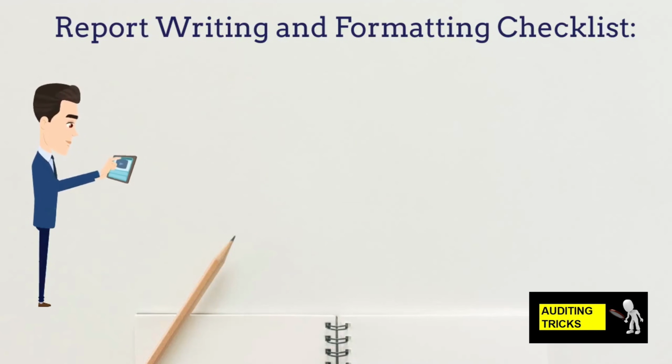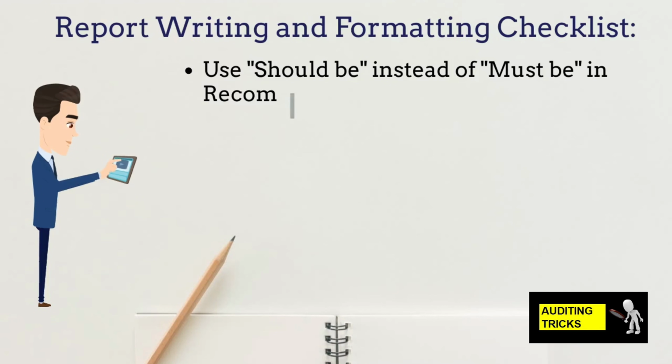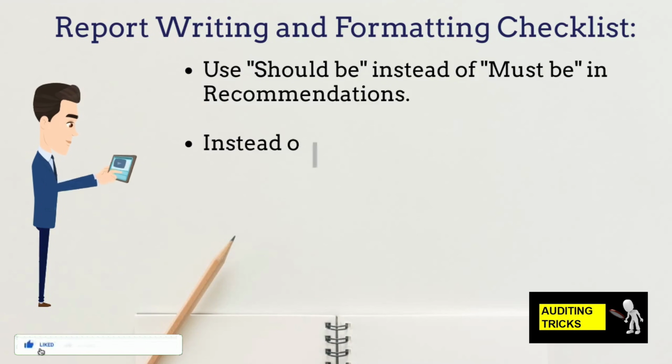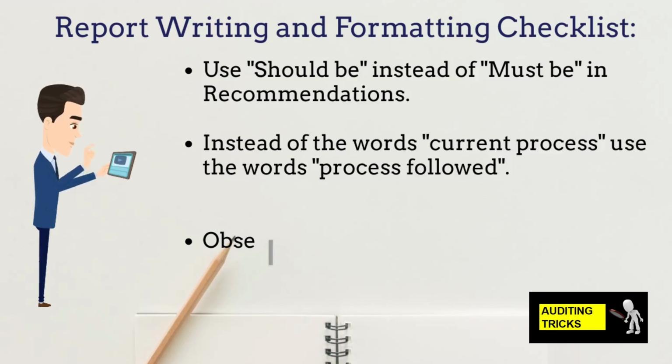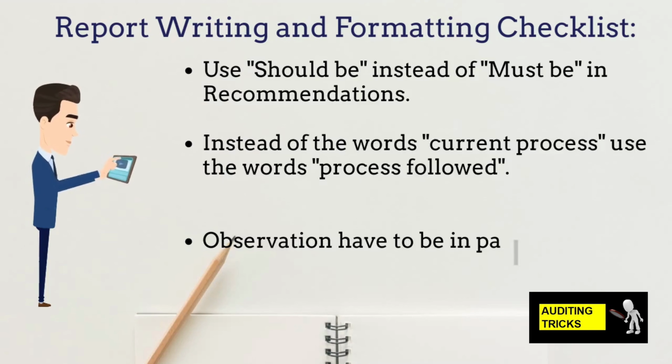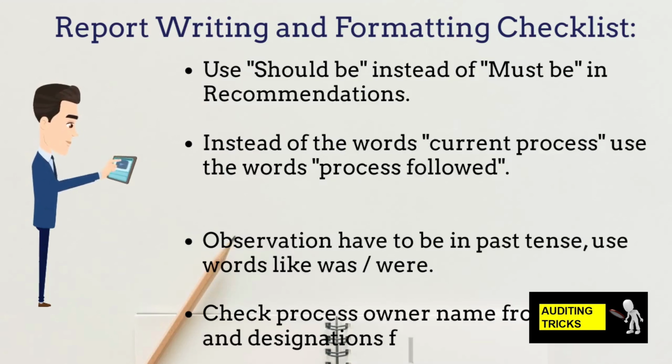Recommendations should use the phrase should be, as we are suggesting something, and not use must be. Instead of the words current process, use the words process followed. Observation has to be in past tense. Use words like was, were. Check the process owner name from the email ID and designations from the organization chart for accuracy before mentioning their names in the audit report.